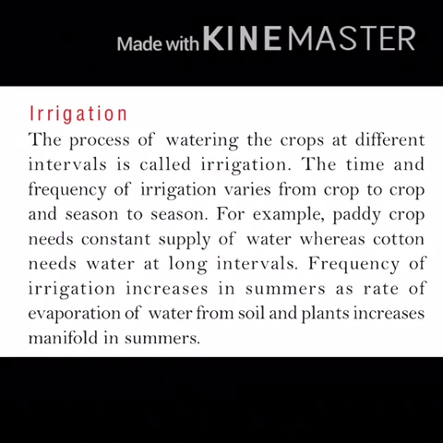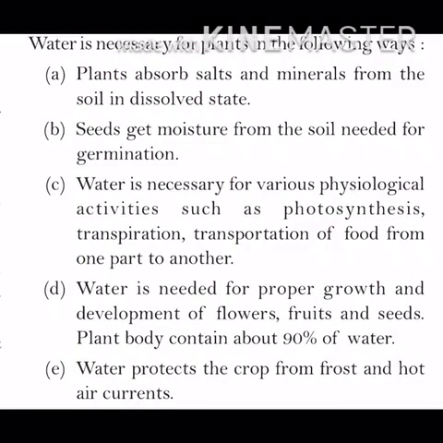Next is the importance of irrigation. Water is necessary for plants in the following ways. Plants absorb salts and minerals from the soil in dissolved state. When we give water to plants, salts and minerals can dissolve in water, and then plants can easily absorb those salts and minerals. Next, seeds get moisture from soil needed for germination. Water is necessary for germination of seeds because seeds get soft by getting moisture, and then they can easily germinate.